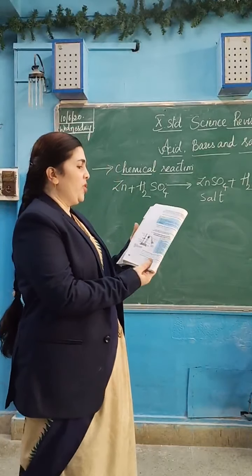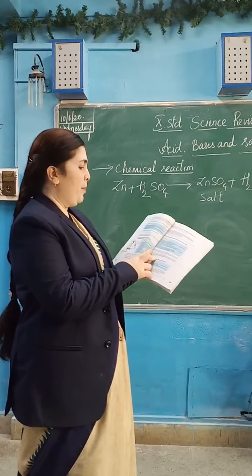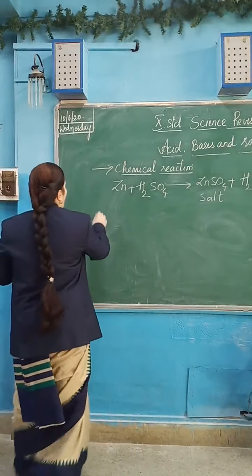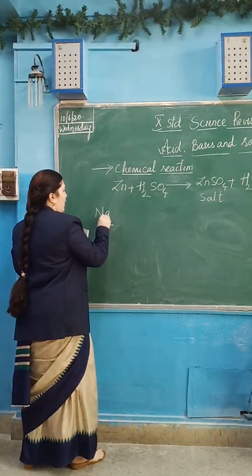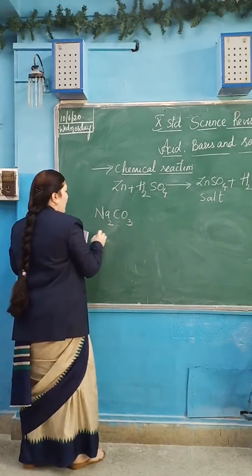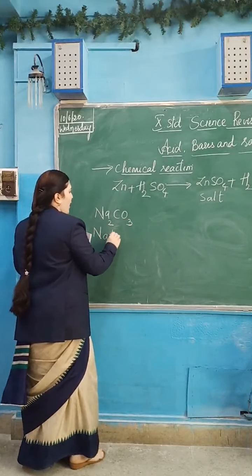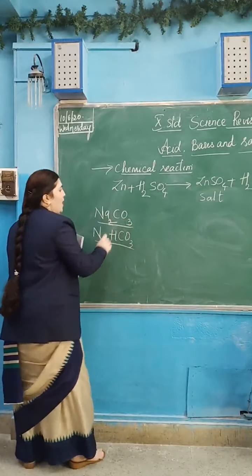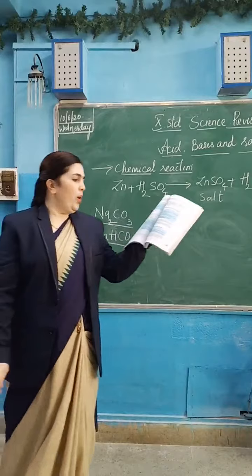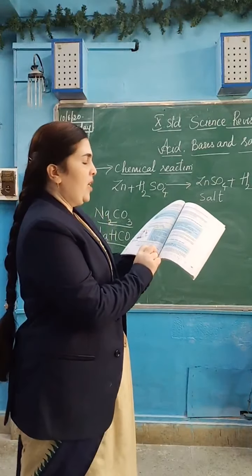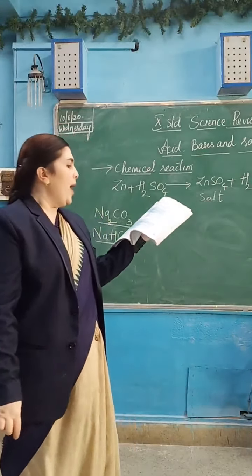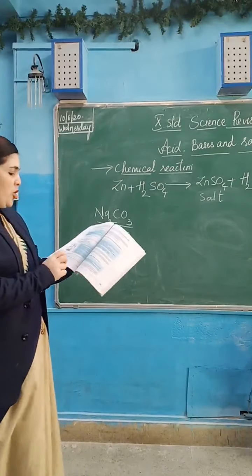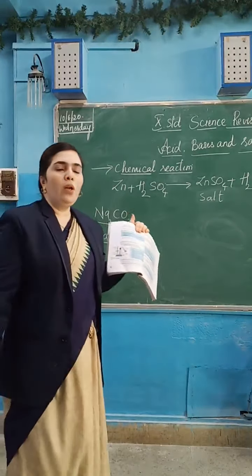The next equation is how metal carbonates and metal hydrogen carbonates react. Metal carbonates are what? Na2CO3, this is a metal carbonate. Metal hydrogen carbonate, NaHCO3. Sodium carbonate, sodium bicarbonate. How do they react? With acids. The same thing here: salt, water and carbon dioxide gas are liberated. So that equation also you go through once, that is also very important.